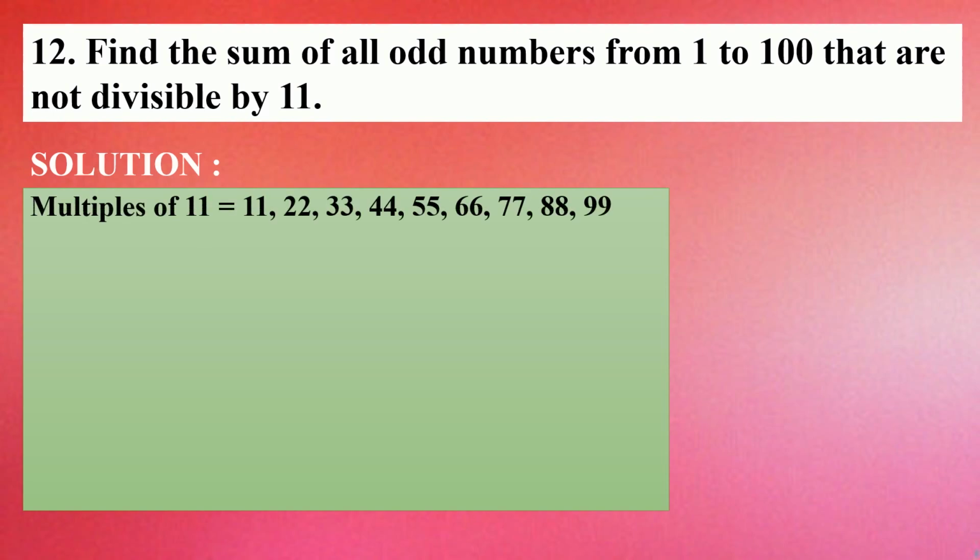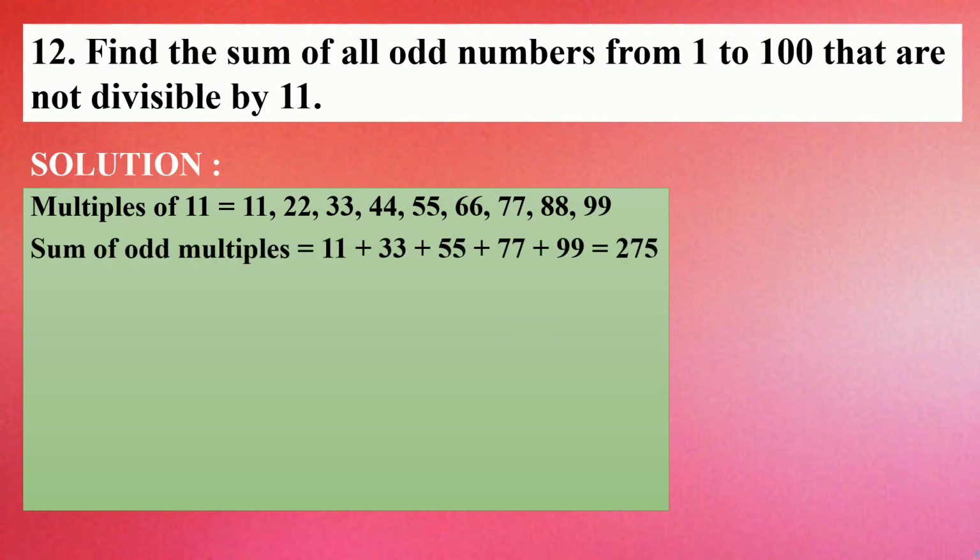The numbers that are multiples of 11 are 11, 22, 33, 44, 55 and so on till 99. So till 100 these are the multiples of 11. Now we need only the odd multiples. So the odd multiples are 11, 33, 55, 77 and 99. These are all odd numbers. The rest are even. 22 is even, 44 is even, 66 is even, 88 is also even. Sum of odd multiples is 275.